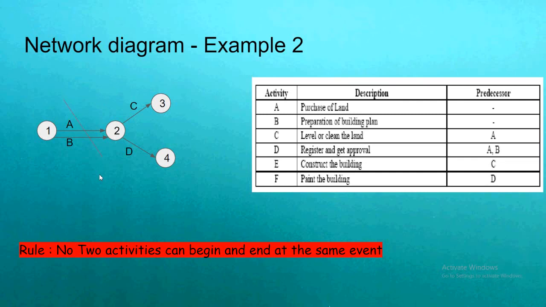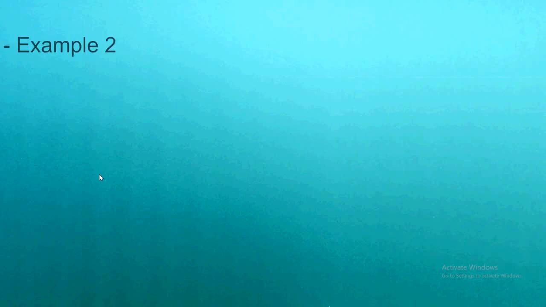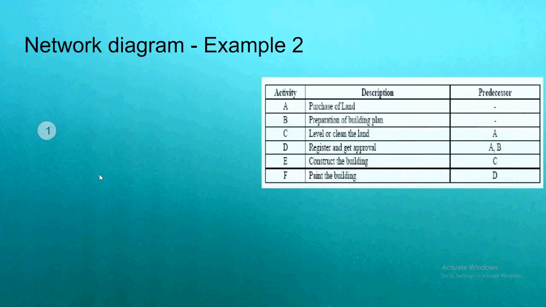So let us again redraw the network. Let us take the activity A. So I am drawing it as 1 to 2. And now I am going to draw activity B, which is 1 to 3. So you can see that I am using different events now. In the previous diagram, they are the same events. Now they are different events.